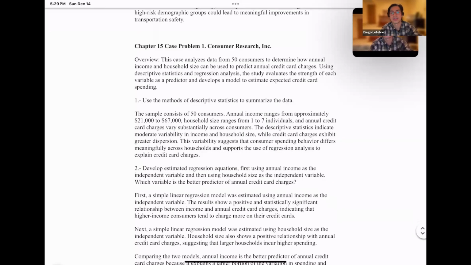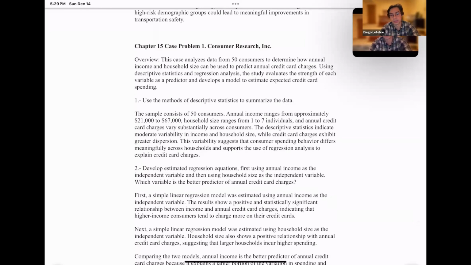For Chapter 15, Case Problem 1, Consumer Research, Inc. This case analyzes data from 50 consumers to determine how annual income and household size can be used to predict annual credit card charges. Using descriptive statistics and regression analysis, the study evaluates the strength of each variable as a predictor and develops a model to estimate expected credit card spending.